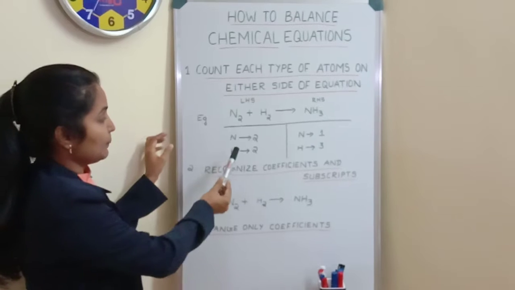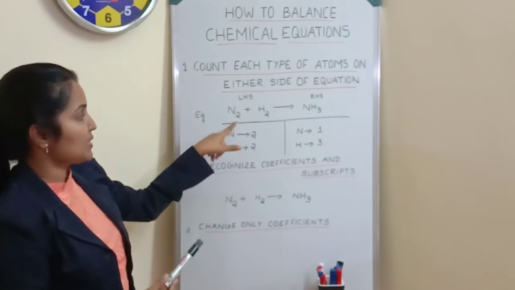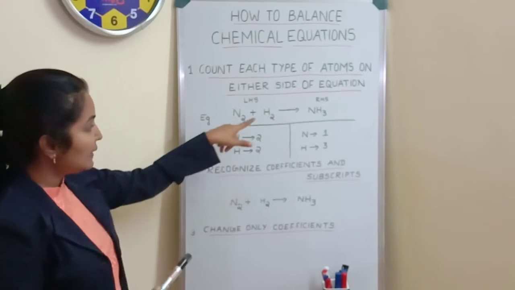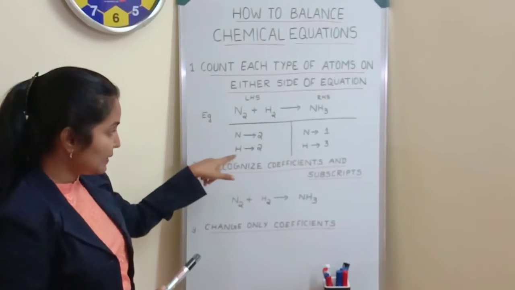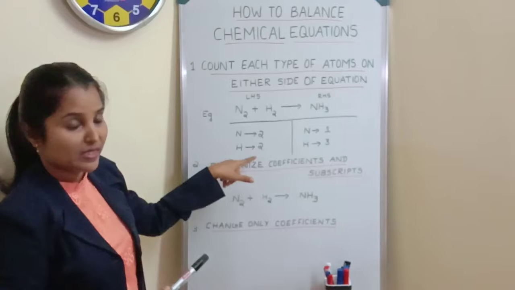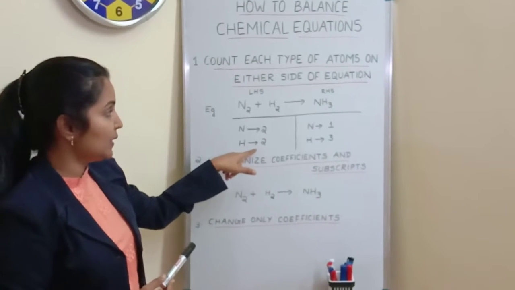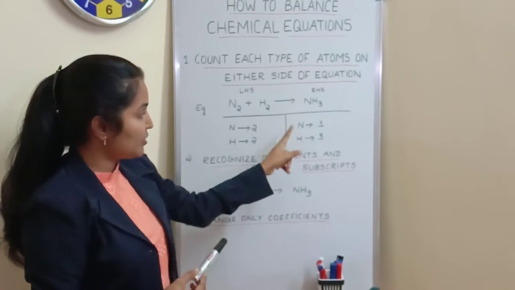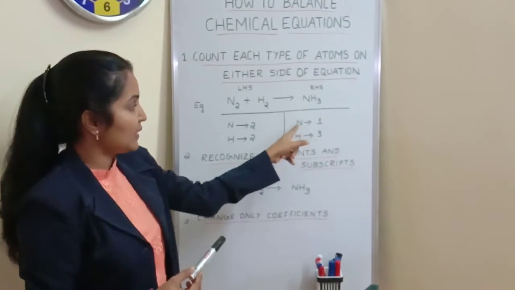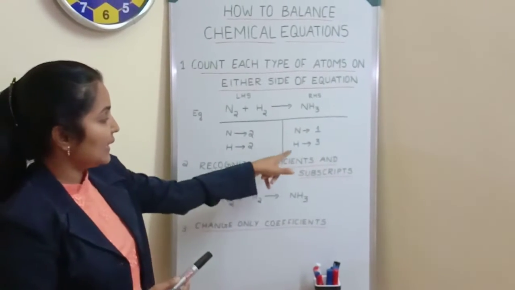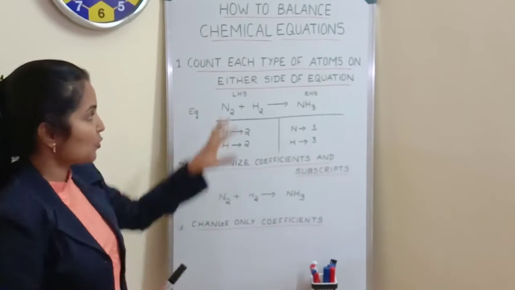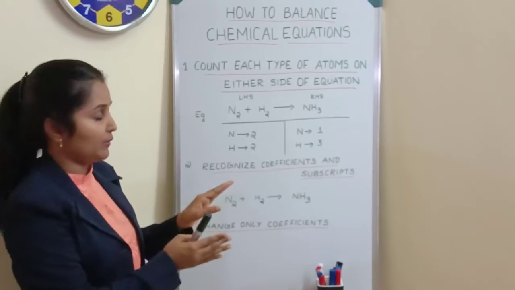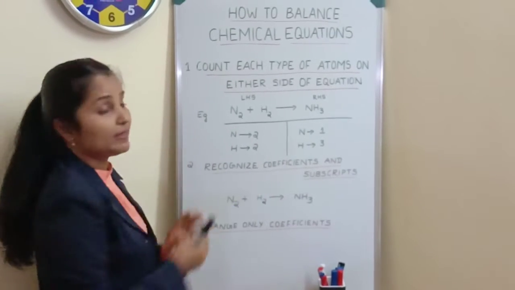So we write here nitrogen. How many atoms are present? 2 are present there, so it is written 2. And hydrogen atoms, we write hydrogen. How many hydrogen atoms are present? 2, so I have written 2 here. Then in the product side, ammonia has nitrogen and hydrogen. Nitrogen is only 1 here and hydrogen is 3 here. So we have counted each type of atoms on either side of the equation and we have written it.